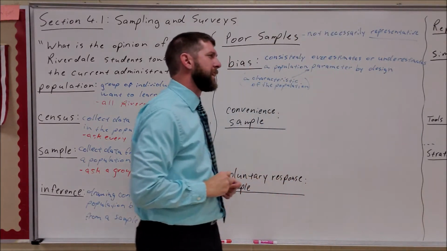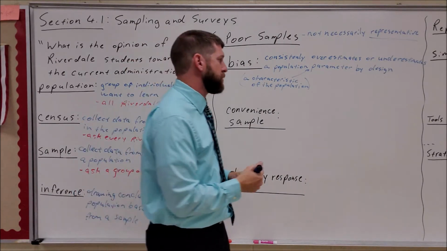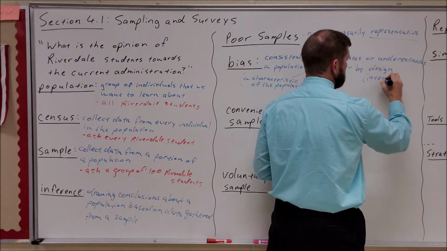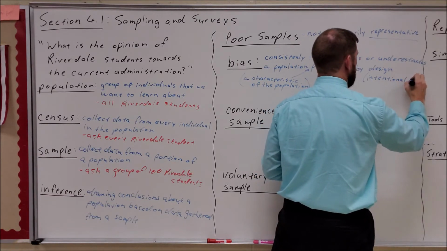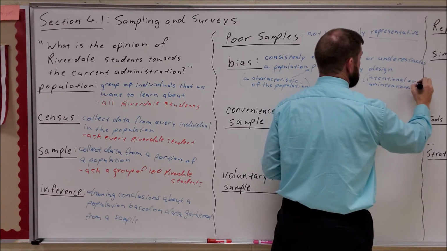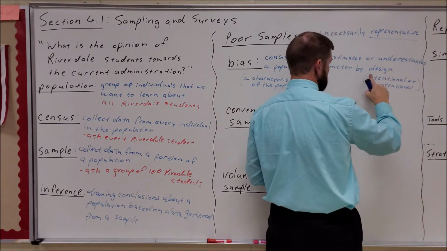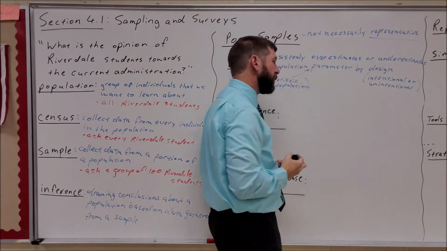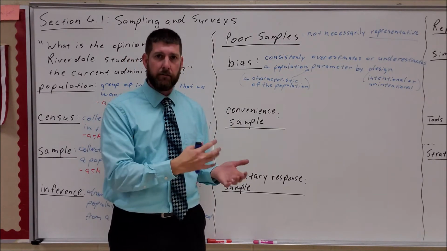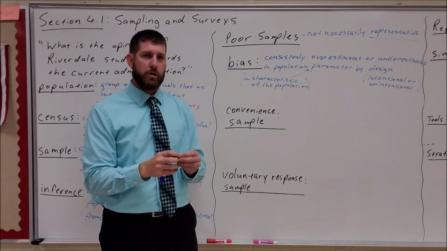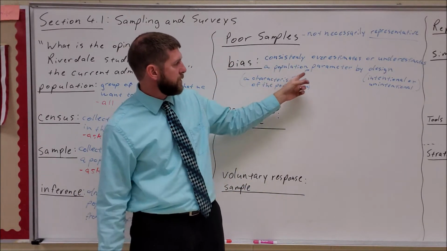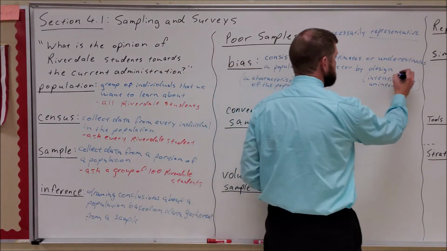And when I say by design, it may be intentional, maybe unintentional. Doesn't necessarily have to be nefarious. So it could be intentional or unintentional. Sometimes it's just necessary because maybe what we're curious about is something where we can't get a good sample, so there's just going to be some bias. As long as we're acknowledging that, maybe we can at least draw some limited conclusions about what we want. So bias consistently overestimates or underestimates a population parameter by design.